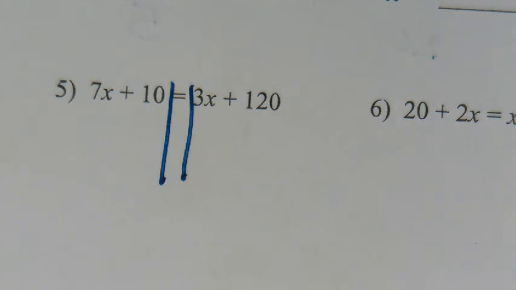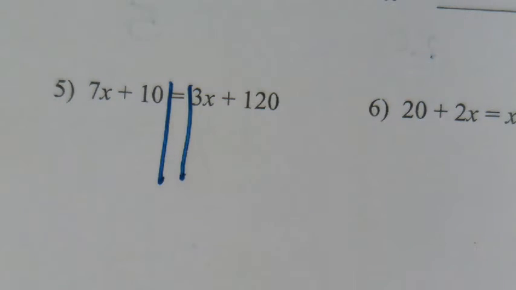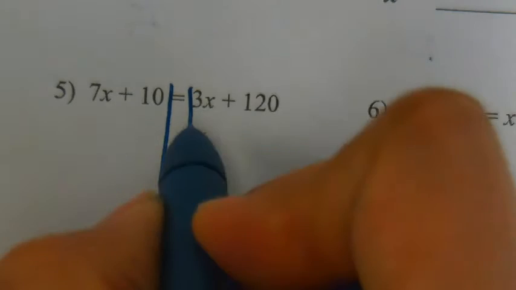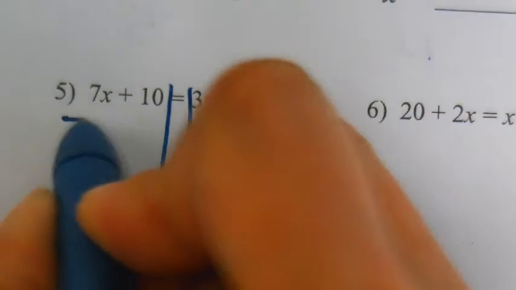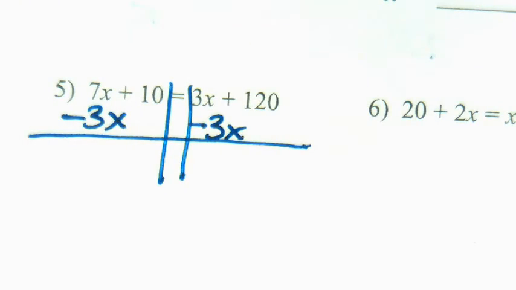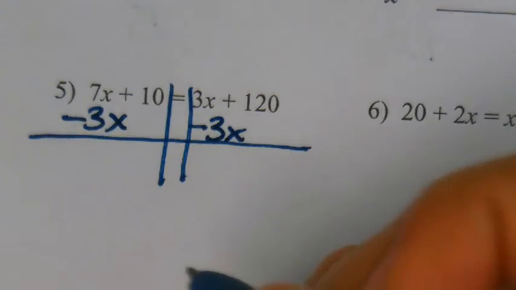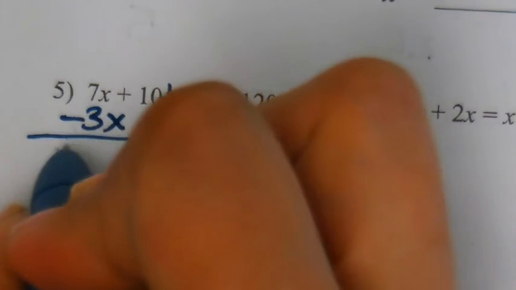Do I want to move the 7x or do I want to move the 3x? 3x. You want to move the smaller one. If you move the 7x, you end up with a negative number, and no one wants to deal with negative numbers. So, how am I going to move the 3x together? Subtract 3x, subtract 3x. This is called simplifying. You're not solving it yet, you're simplifying it. So what is 7x minus 3x? Okay, so I'm left with 4x.